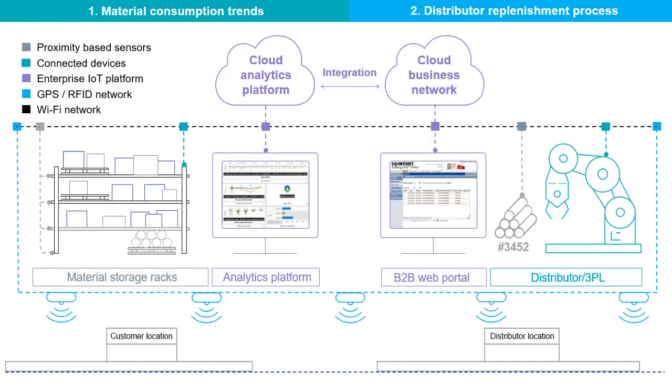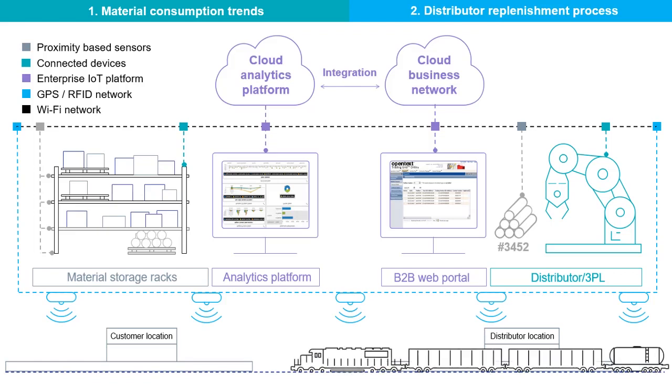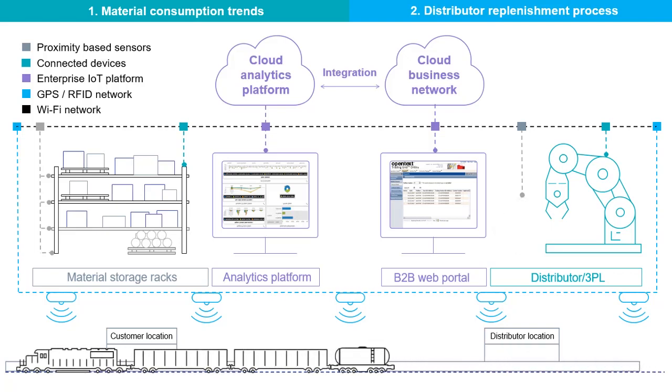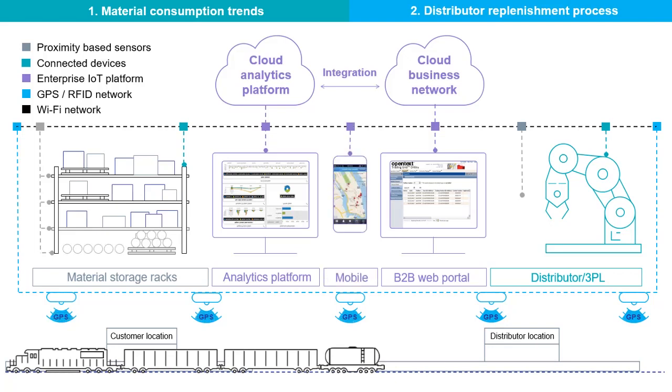The new steel order 3452 is collected by the third-party logistics carrier and delivered via freight train to the customer location. The train itself is GPS tracked, and we can monitor the location of the shipment in a mapping application hosted on a mobile device.